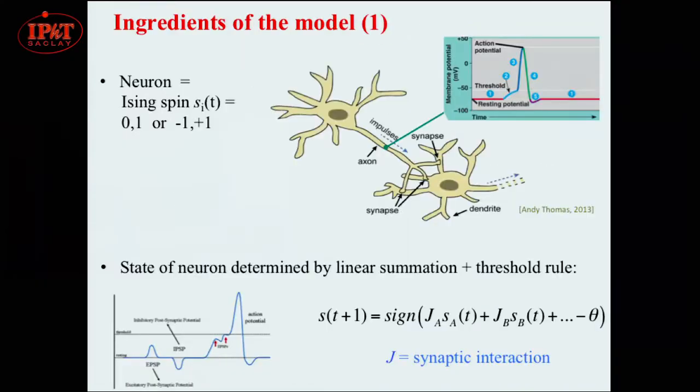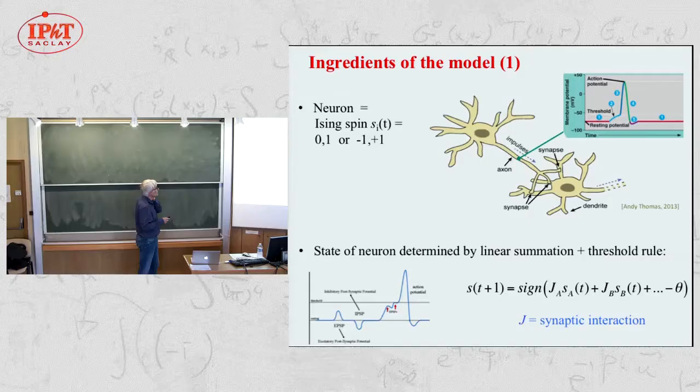Okay, so how is the model? The model is an extremely oversimplified version of real neural networks. In the model, each neuron is an Ising spin. Originally they were -1, +1, but it could be 0, 1, it doesn't change anything. It means 0 can be thought of as a neuron which is silent, and 1 as a neuron which is active.